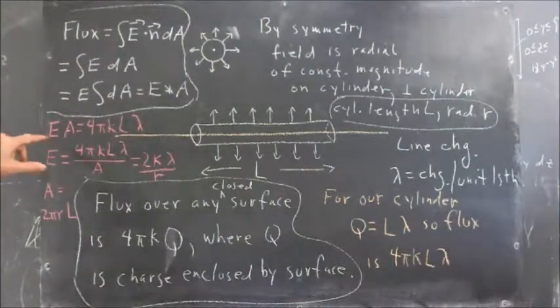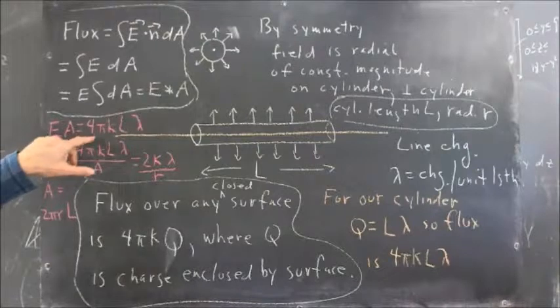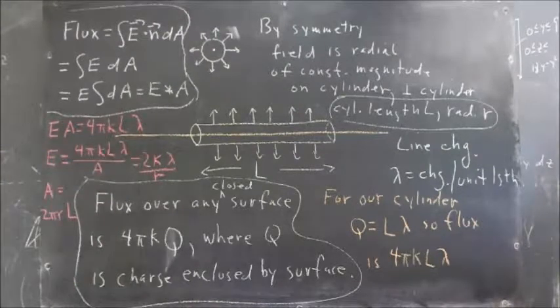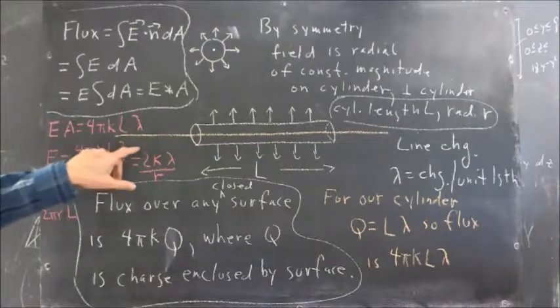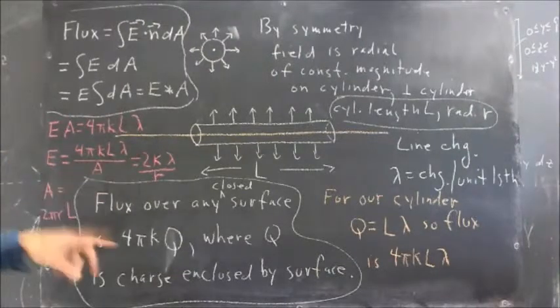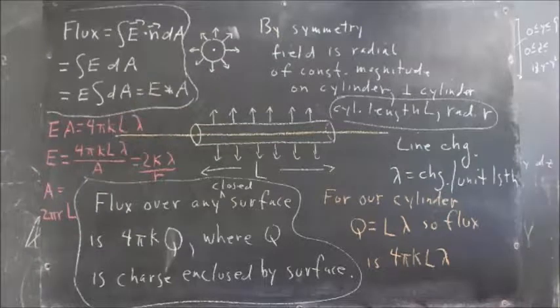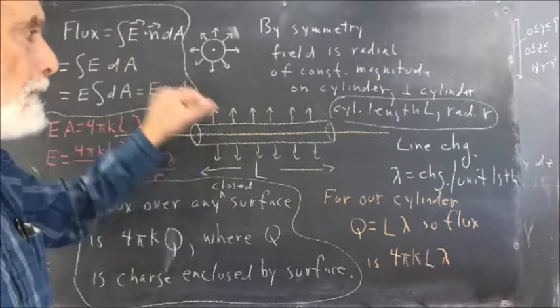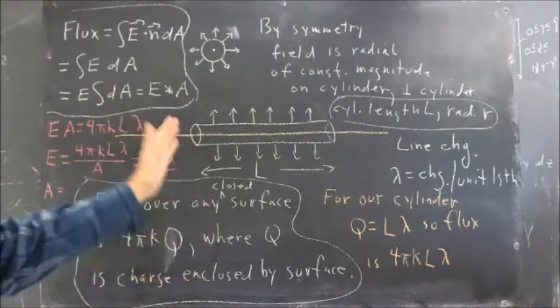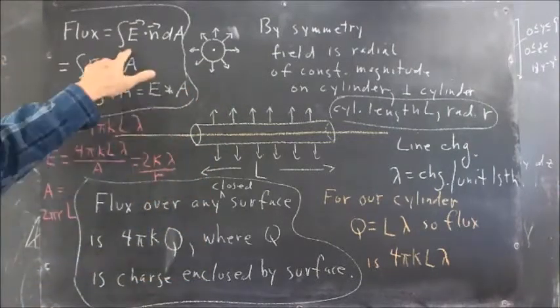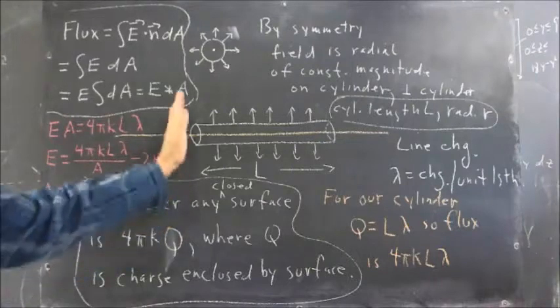And from that, well, the field times the area is 4 pi k L lambda, which means that the magnitude of the field is 4 pi k L lambda divided by A, which is the area of the part of the cylinder that's penetrated by this field. Now that doesn't include the ends of the cylinder because the field is parallel to the ends. E dot n would be 0 on the ends of the cylinder.